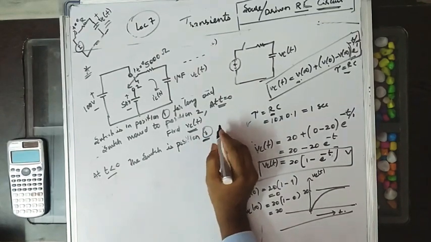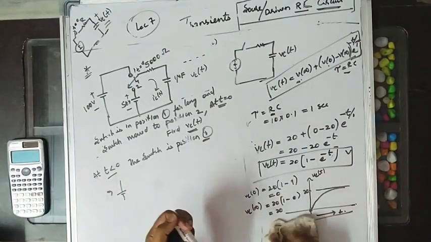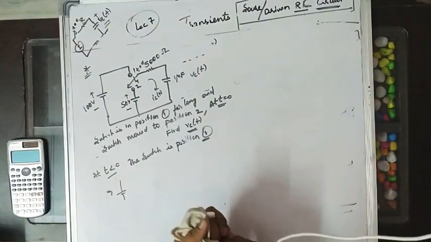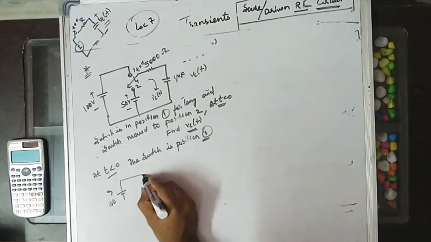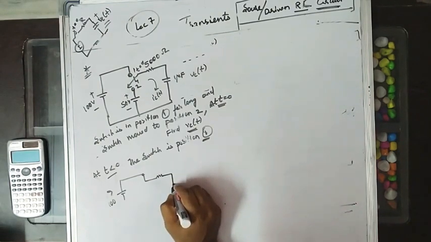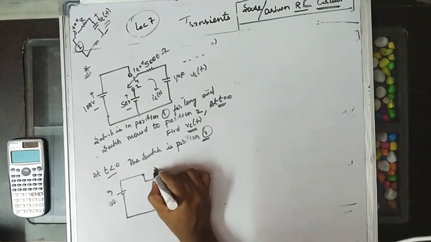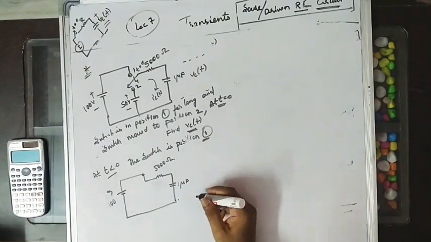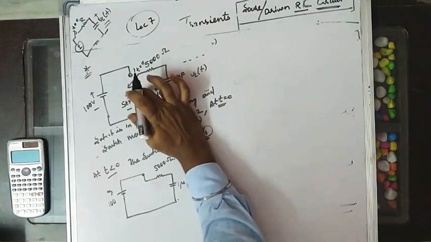So when the switch is at position 1, the circuit becomes 100 V with a 1 microfarad and a 5 microfarad capacitor. Here we need to find the initial voltage, that is, before the switch moves to position 2.